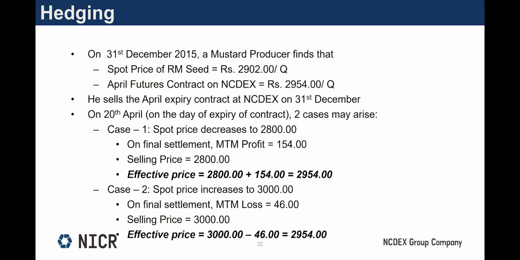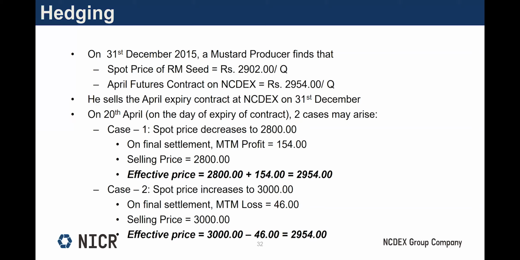So I'll explain a little bit. Look at a mustard producer who, in the month of December, is planting his crop. The current spot price is around 2902 per quintal, but for the April futures contract on NCDEX the price is actually at 2954 per quintal. Because the crop is going to get harvested in the months of March and April, he does the sell at that price on the April contract in the month of December.